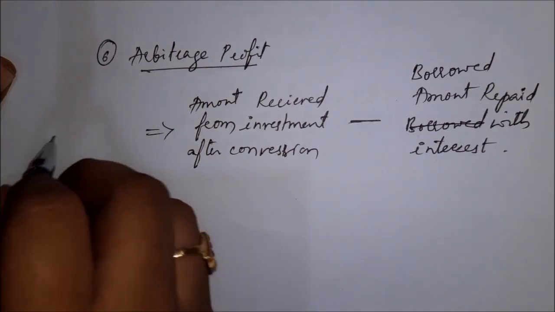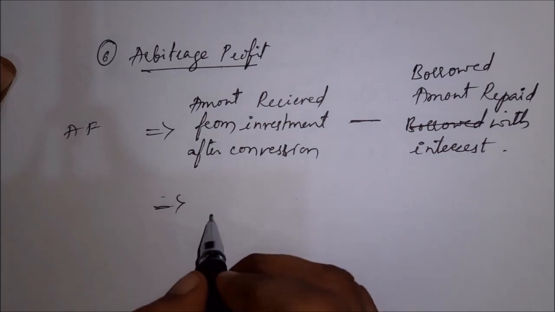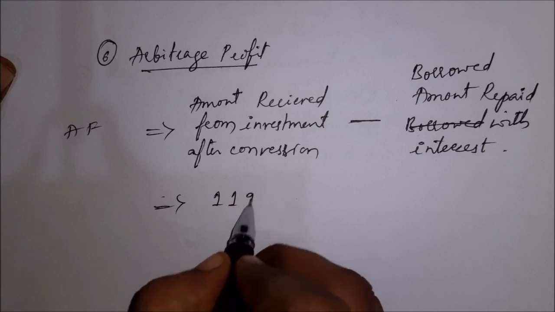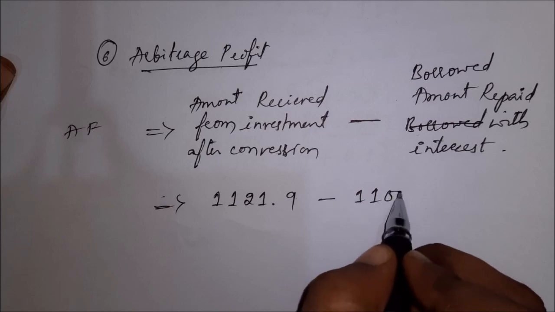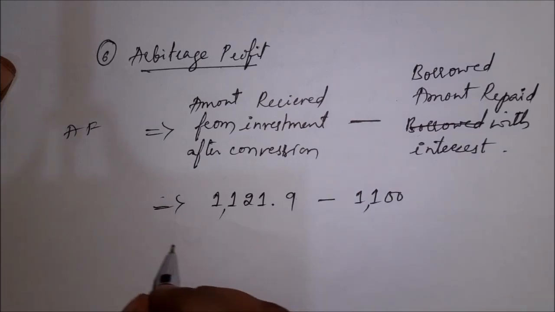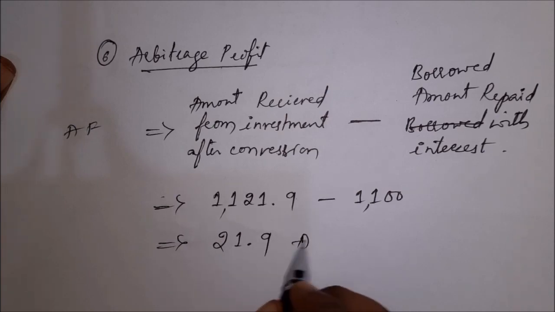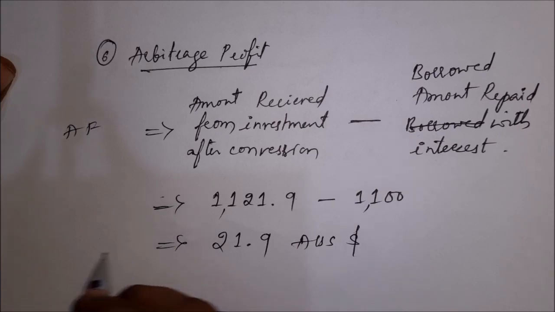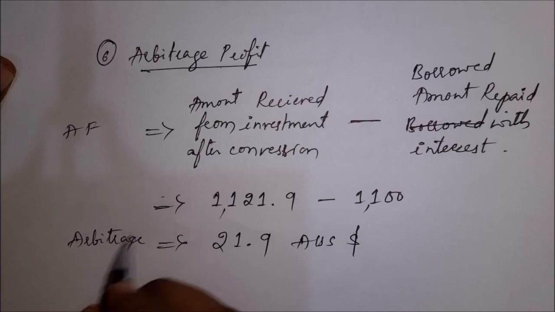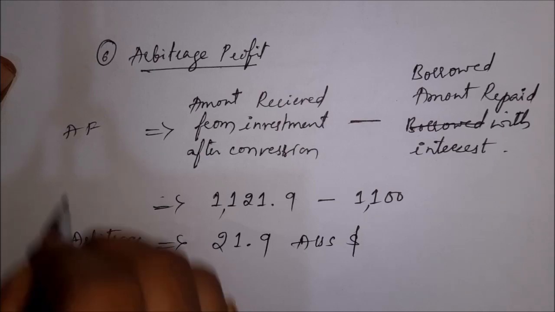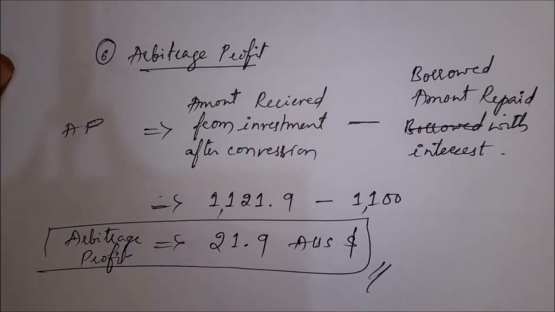Okay, you will get arbitrage profit. Amount received from investment after converting is 1121.9 Australian dollar, and we are paying the borrowed amount with interest, 1100, then the difference will be 21.9 Australian dollar. This is the arbitrage profit. We will get 21.9 Australian dollar.